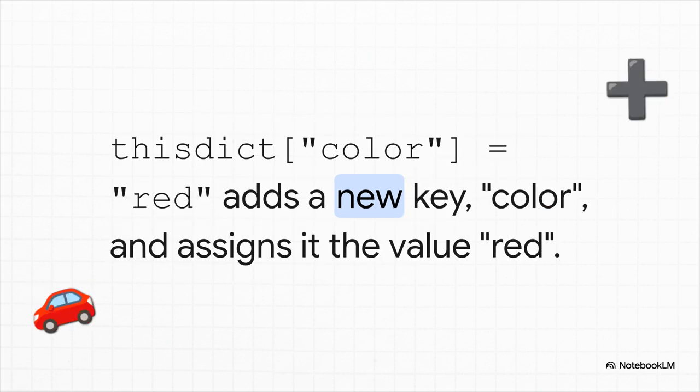Let's look at an example, because that always helps. Imagine we have this dictionary here, this_dict, with a brand and a year. Now, say we want to add its color. We just type this_dict, then in square brackets, the new key, color, and set it equal to red. Bam, done. If you were to print the dictionary now, you'd see that color red pair sitting right in there.